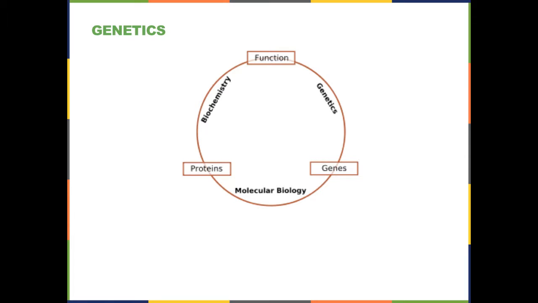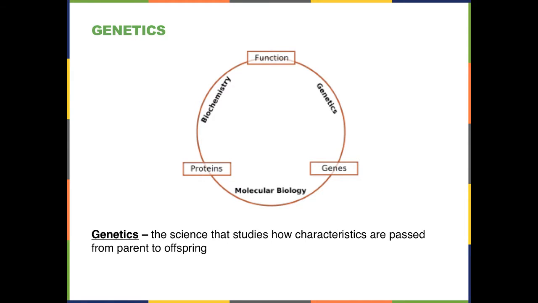So first of all, let's take a look at a definition of genetics. Genetics is the science that studies how characteristics are passed from a parent to an offspring. And so we will be talking about genes and how genes are passed on and how those genes happen to carry the various characteristics that we see, whether it's blue eyes versus brown eyes, or brown hair versus blonde hair, things of this nature.